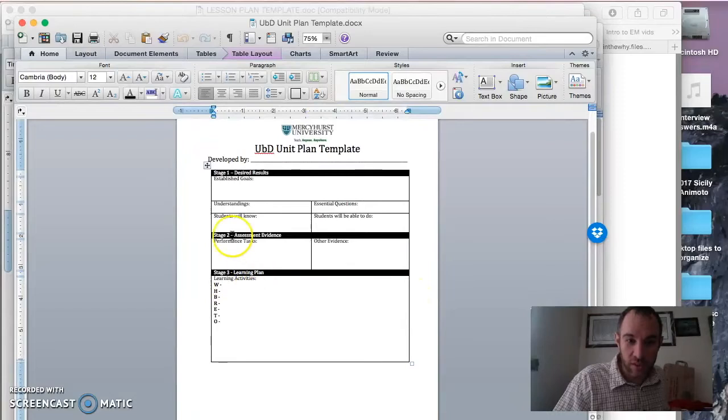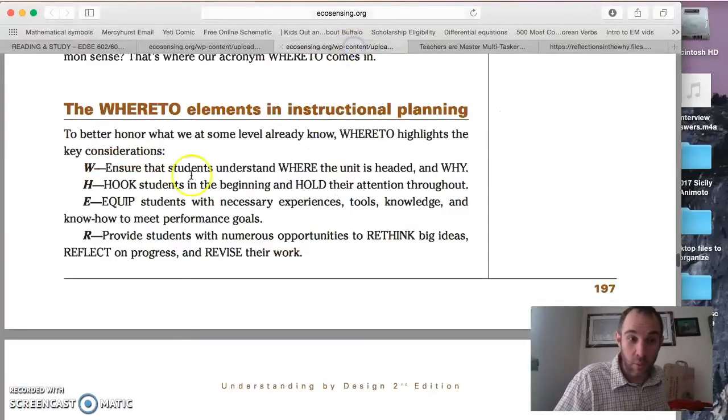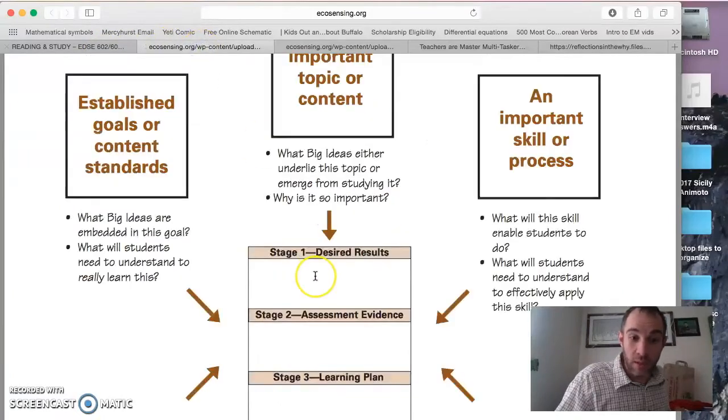And that also includes a stage 2, the assessments you're going to do, and a stage 3 with the learning activities. Now you'll see there is an acronym WHERETO right here. If you're curious about what those things mean, or really anything in either of those templates mean, refer back to your textbook, and that WHERETO element is on page 197, as all of the components of those templates are coming from this model and can be found in this textbook if you need a little bit more information on it. All right, so that in brief is the Understanding by Design framework.